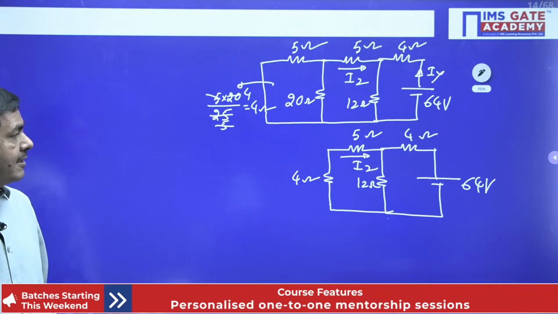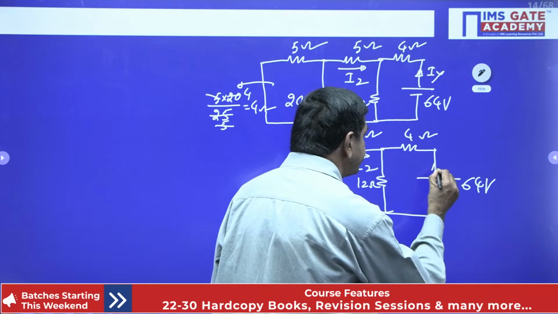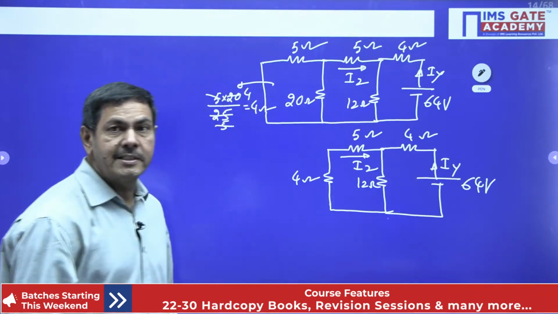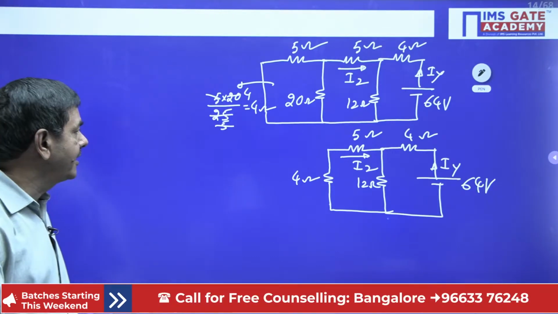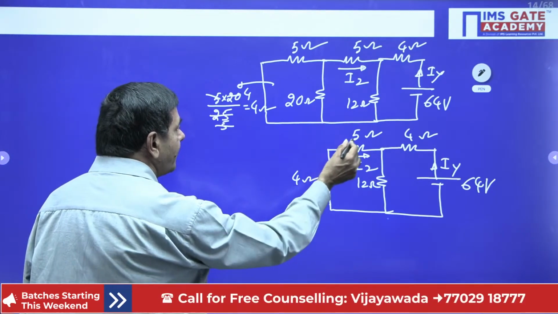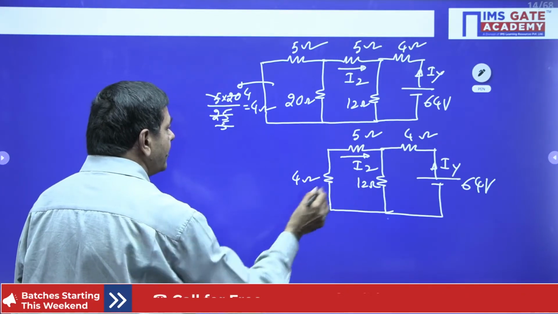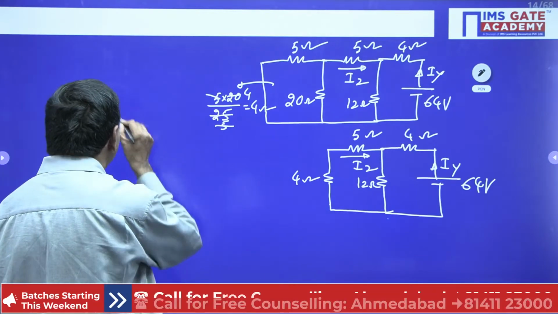The 4 ohms and 5 ohms. First you measure this IY. Once you get this IY, you can determine the I2 by using the current divider formula. How can I get it now? I can write this: 4 and 5 is 9 in series, 9 and 12 in parallel. I want to write IY like this now.